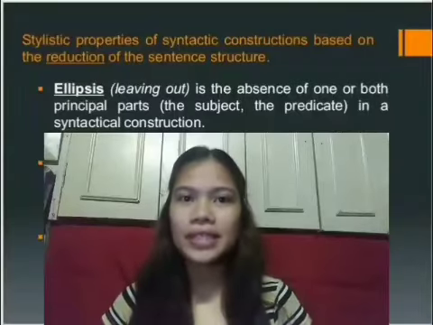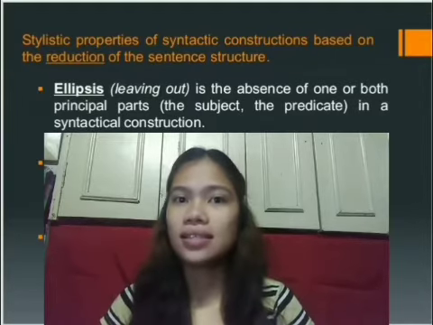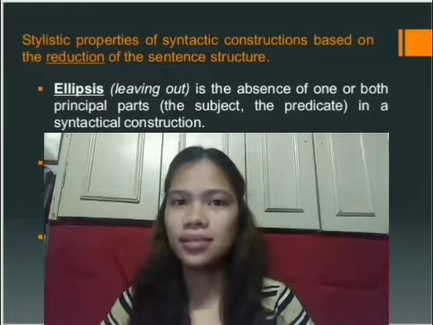Number three, the violation of the grammatically fixed word order within a sentence, or a deliberate isolation of some parts of the sentence. Examples of this are stylistic inversion, syntactical split, suspense, and detachment. Finally, the shifts in syntactic meaning which result from changes in the use. Next, a stylistic property of syntactic constructions based on the reduction of the sentence structure is ellipsis.